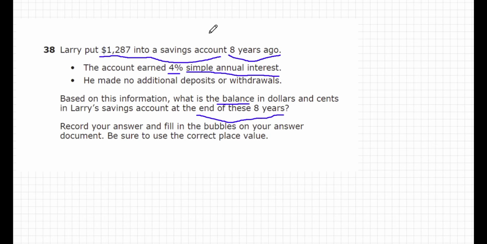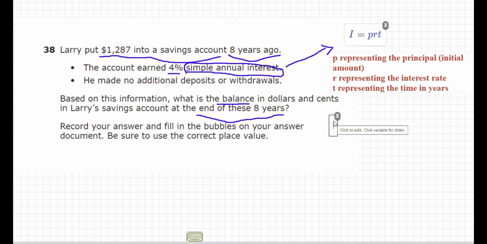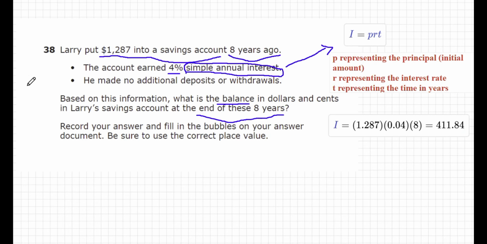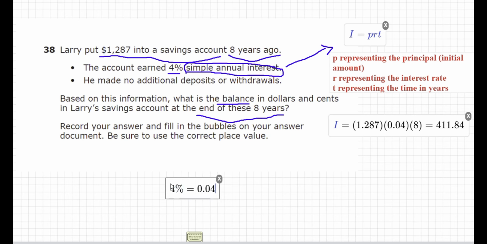The formula for simple annual interest equals PRT. P is representing the principal, the initial amount. R is representing the interest rate, and T is representing the time in years. Substitute the numbers into the formula. We have I equals 1,287 times 4%, which means 0.04, times 8 years. The answer is $411.84.